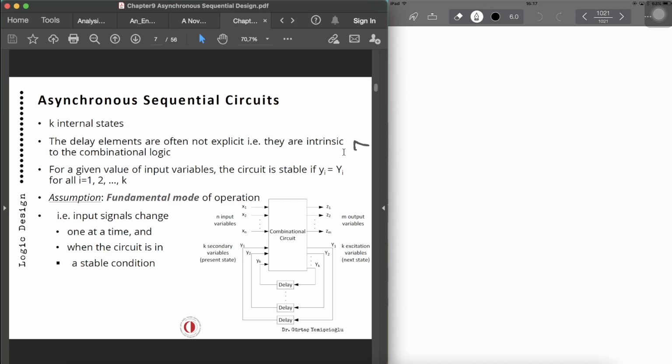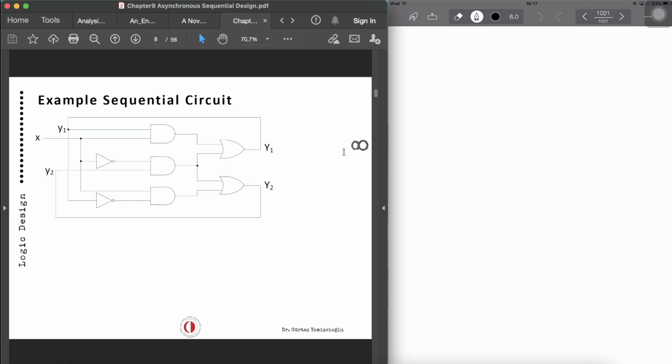All right, let's do the first example and try to analyze a sequential circuit without clocks, which is an asynchronous sequential circuit. So we have the next state Y1, present state y1, next state Y2, present state y2, and input x, and some combinational logic here. Let's derive the equations first.